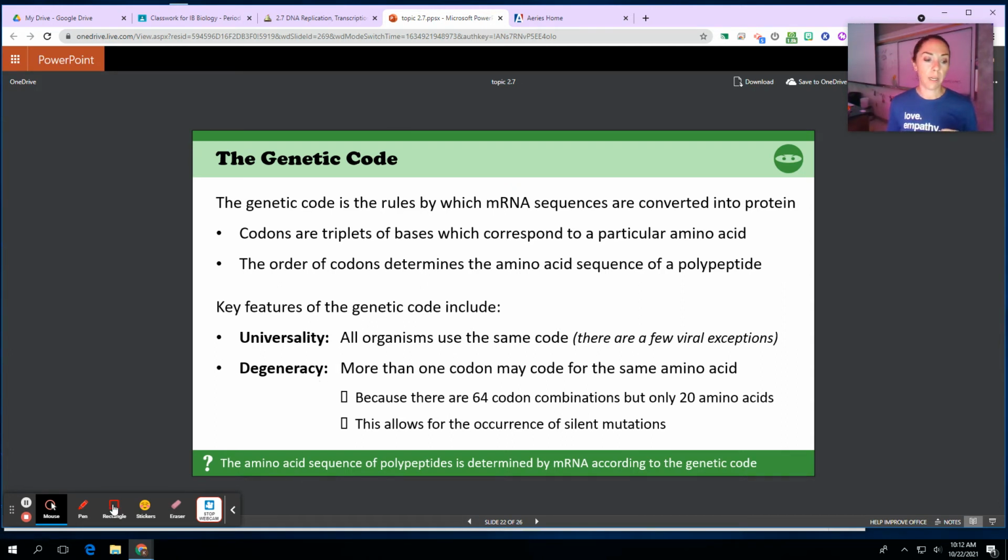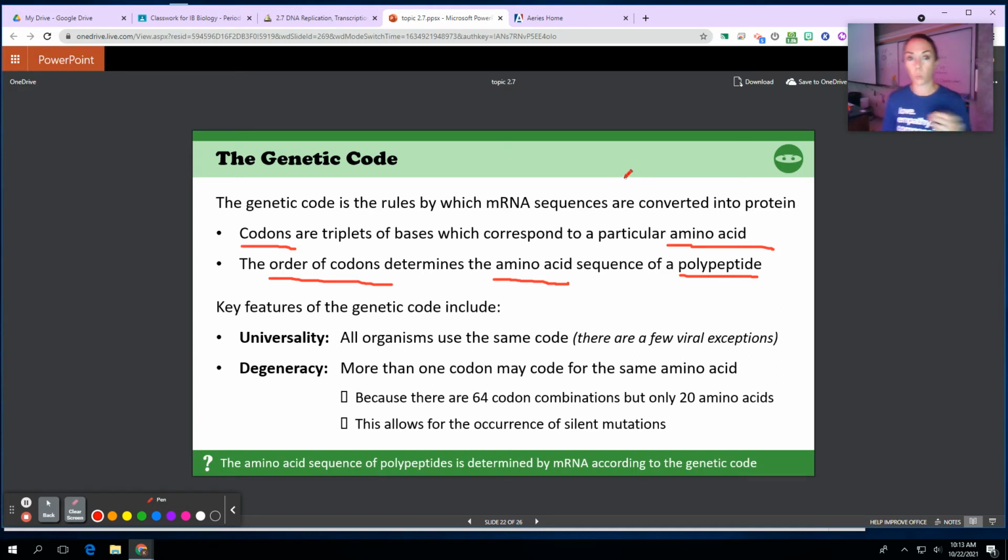These rules, right, have already been outlined. My codons are triplets. They correspond to a particular amino acid, right? So the amino acids are coded for by those specific bases. The order of them determines the order of the amino acids and thus the protein, right? So it's the order of the mRNA that matches the tRNA that carries the amino acid that makes the protein, right? It has to go in that order, and those are the kind of rules of the genetic code. Some key features, so some things that are universal, and then degeneracy, I'll talk about in a second.